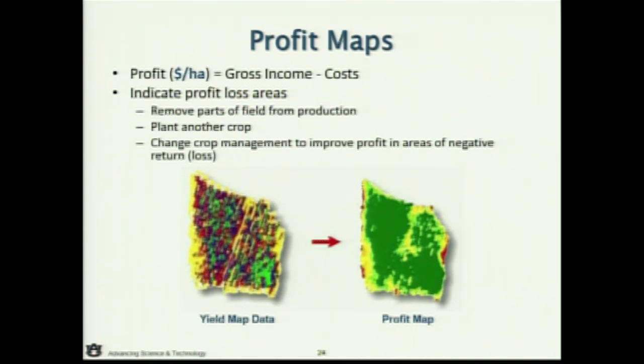Do I have some shading? Maybe I can do some pruning, or just get rid of the fence line where the trees are growing. Maybe I can remove it from production, Mark. Maybe I can enroll it in a buffer strip if it's along a stream. These are the kind of things that we can all of a sudden take something that's non-profitable and turn it to being profitable.